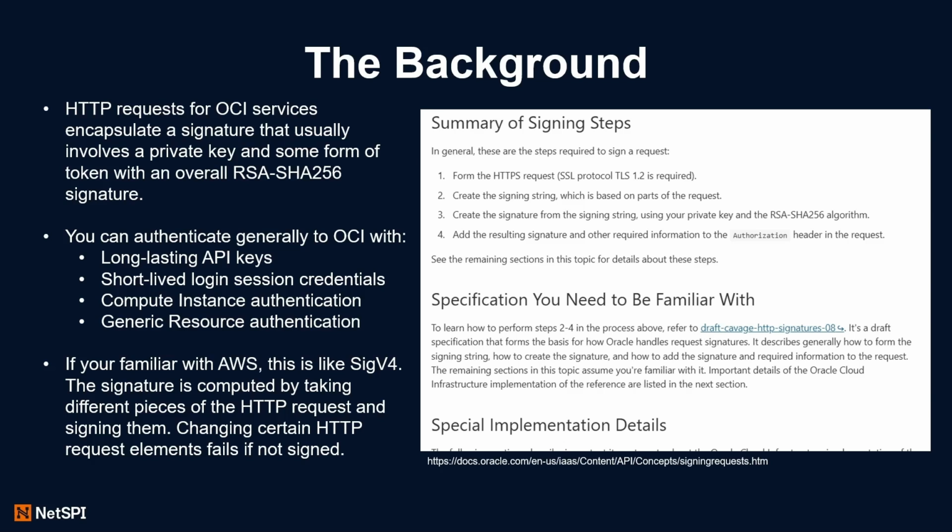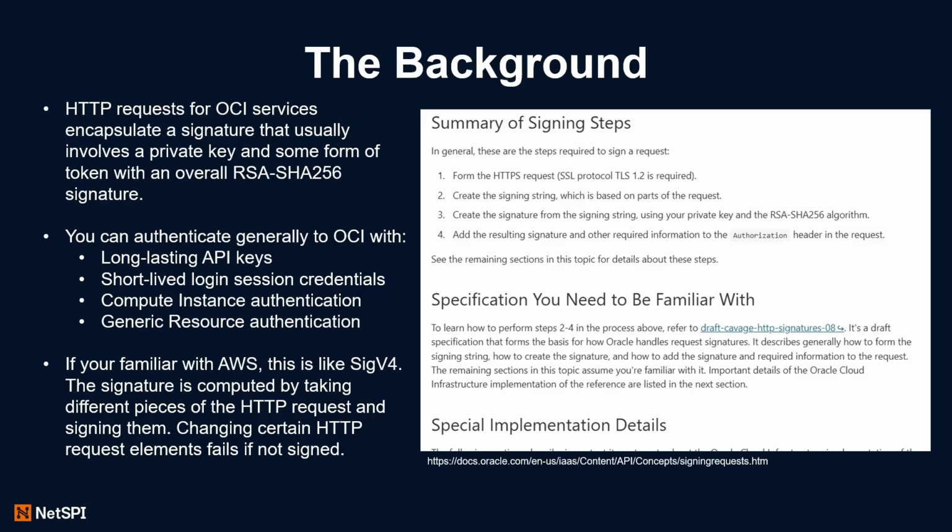Usually, and we'll cover this in the talk, there are four main methods of authentication. First, long-lasting API keys. If you're from AWS or GCP, these are like user access keys or GCP service account keys, right? They're API keys you make, and they tend to last forever until you either delete or remove them. Second, short-lived login session credentials.